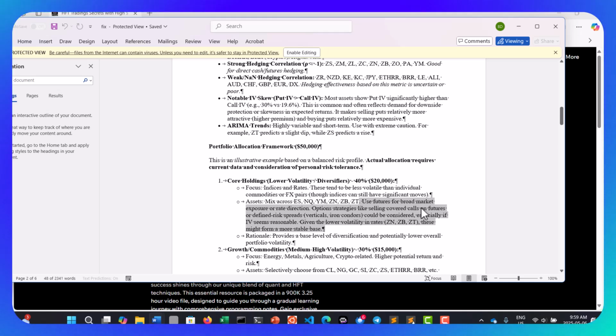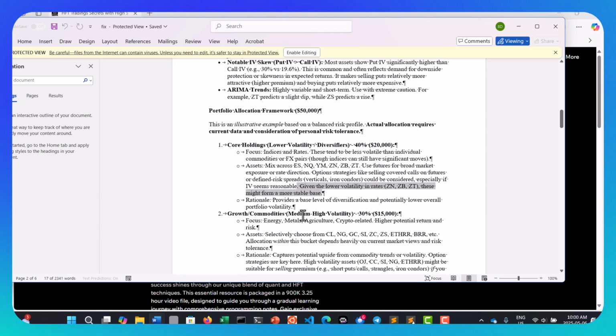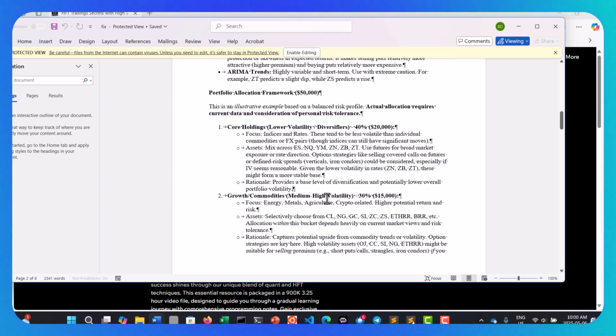So here we can use futures for a broad market exposure or rate direction. Option strategies like selling covered calls on futures or defined risk spread verticals, iron condors could be considered, especially if the implied volatility seems reasonable. Given the lower volatility in rates of ZN, ZB, ZT, these might form a stable base right there. Okay. So the rationale is to provide a base level of diversification and potentially lower overall portfolio volatility.